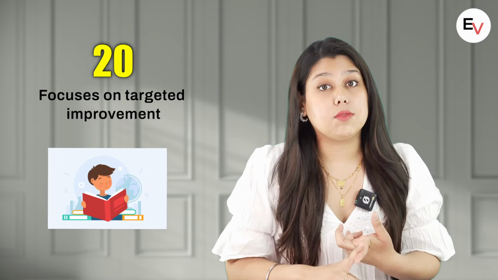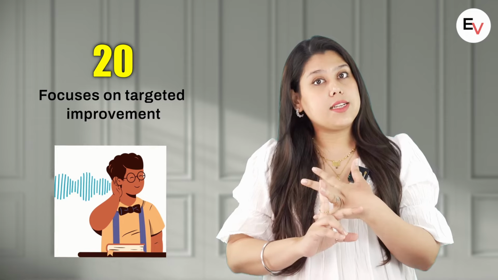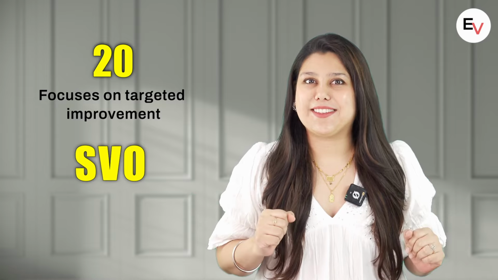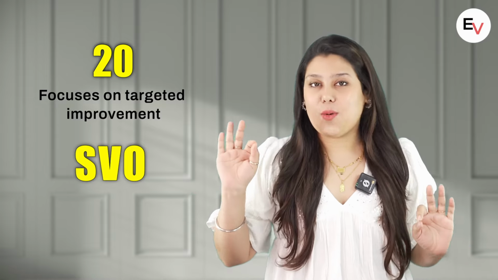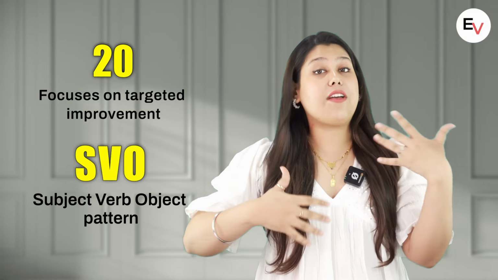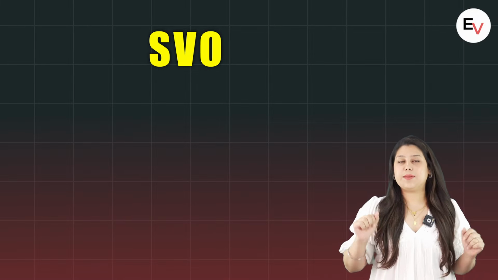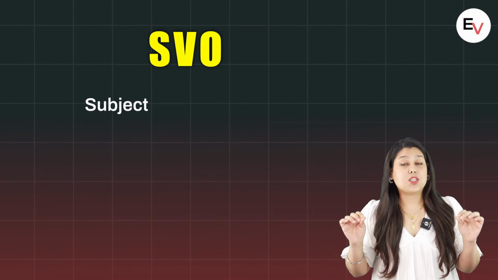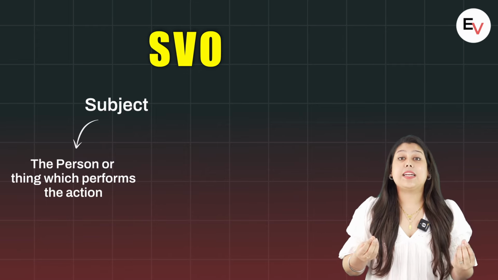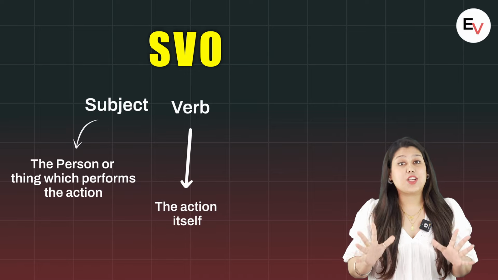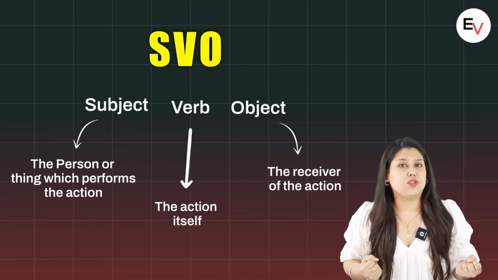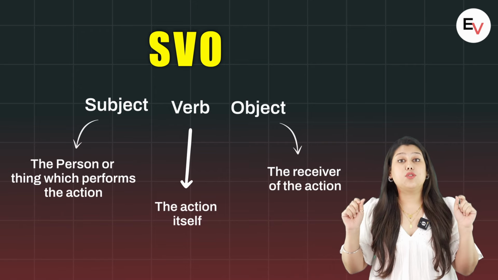Like you can do reading, you can do writing, you can listen to good content, and you can also follow the SVO pattern. What is the SVO pattern? I'll tell you. SVO pattern stands for subject, verb, object pattern. Use it whenever you frame a sentence. For instance, subject. Start your sentence with the subject, the person or thing which performs the action. Then comes the verb. Verb is the action itself. And then lastly comes the object, the receiver of the action. So whenever you frame a sentence, try to use this pattern.